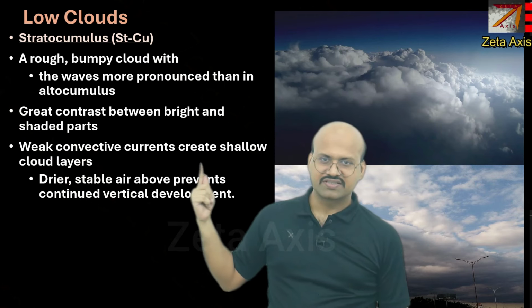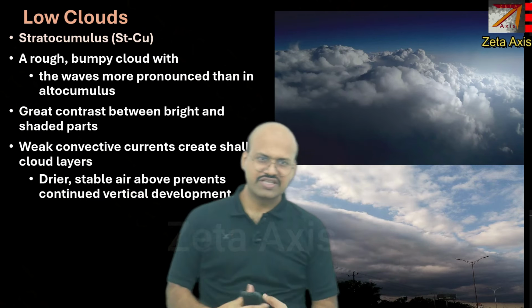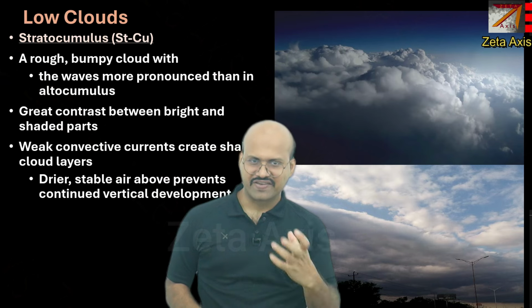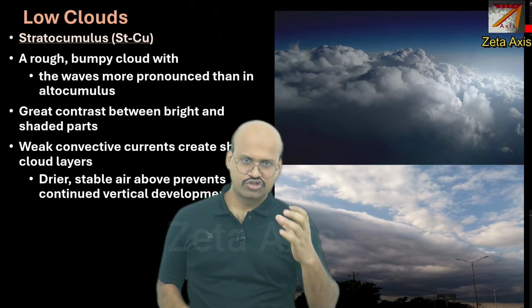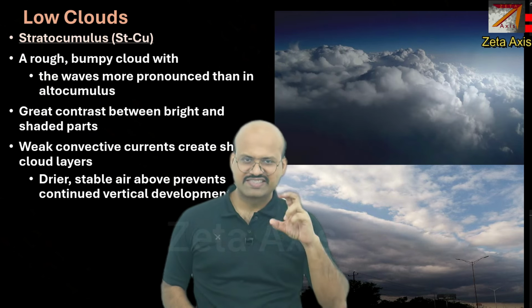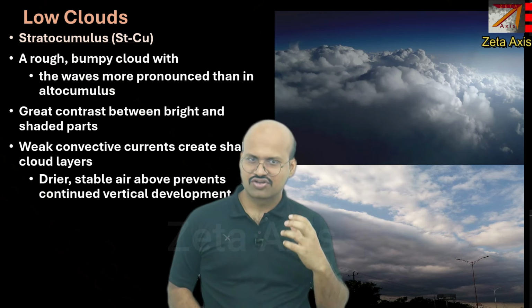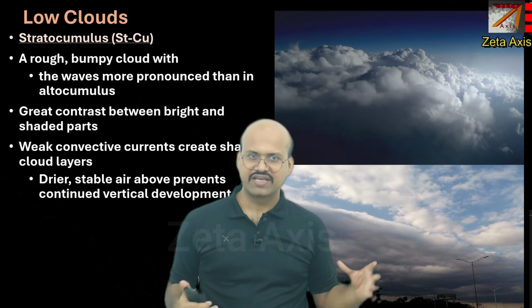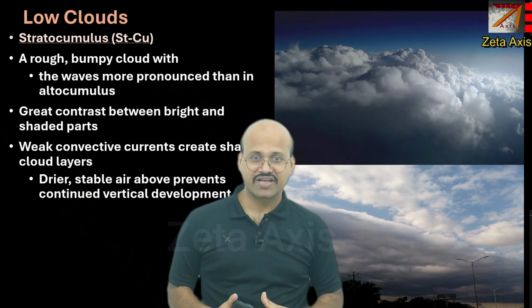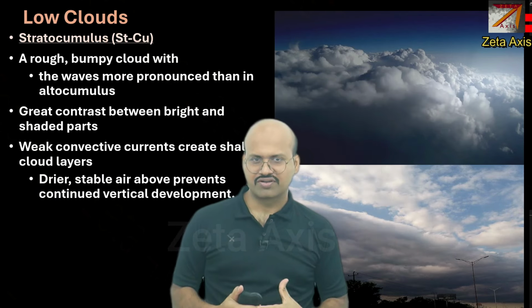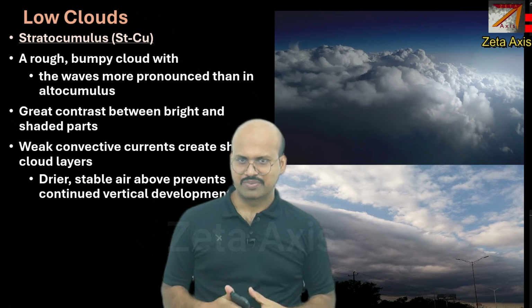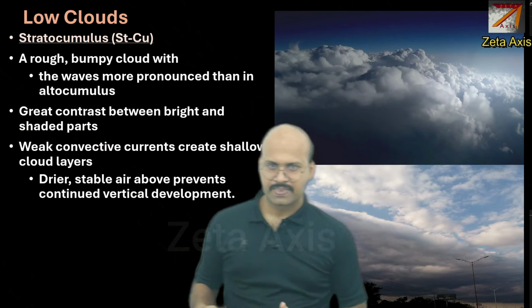Weak convective currents create shallow cloud layers. So these are also created by the convection current. If the convection is not that strong, then shallower clouds will be formed. If the convective cells are stronger and spread over a long area, then they will generate thicker clouds. But if the convective cells are very strong, then cumulonimbus clouds will be formed, which we will discuss a little later.